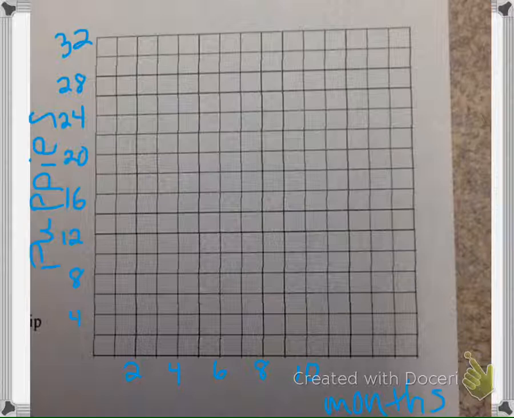Okay, now I get to do some graphing. At 2 months it was 7, which would be right here. And I found at 0 months it was 1, which would be right there. 4 months is 13. 6 months is 19. 8 months was 25. And 10 months is 31.